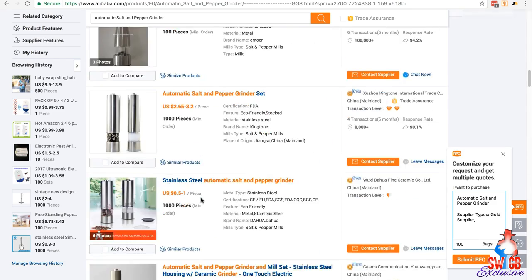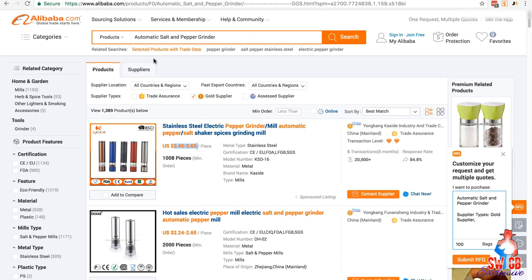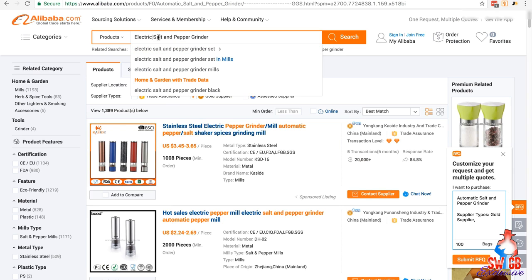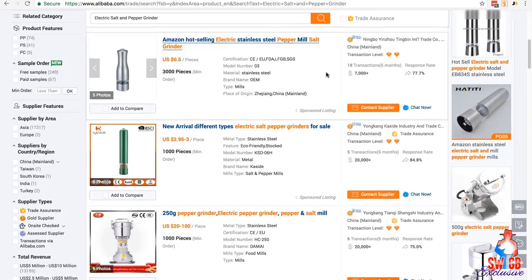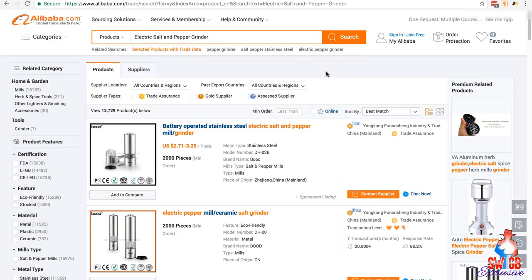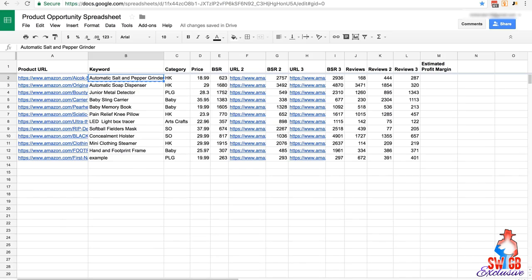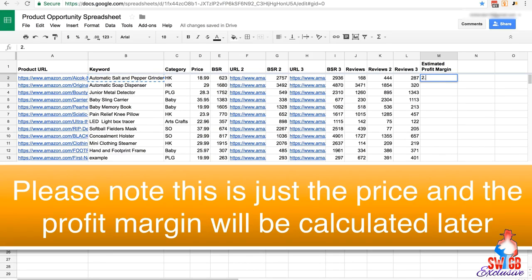Now what you can also do, if I scroll back to the top, is you can try changing the keyword to see if it brings up more results. So I've changed mine to electric salt and pepper grinder. I could have used electronic as well, and then I would go through and look. But I'm going to say that I'm happy with $2.75 being an average kind of price. And as you can see, this is a very basic estimation. So I'd go back to the sheet and I'd just put $2.75.